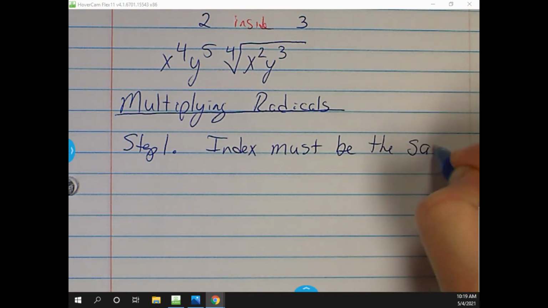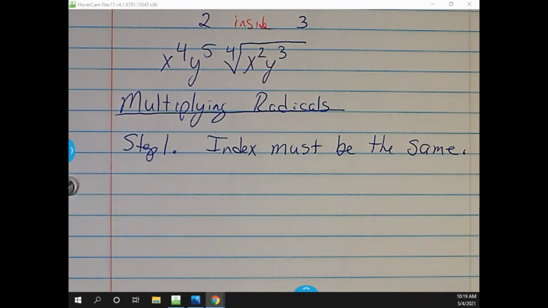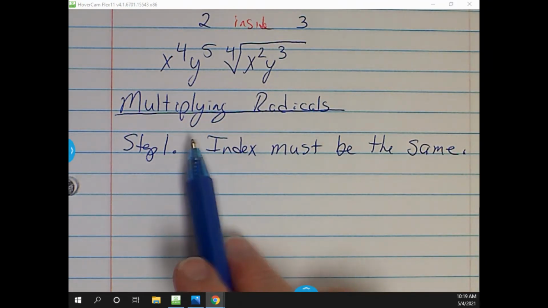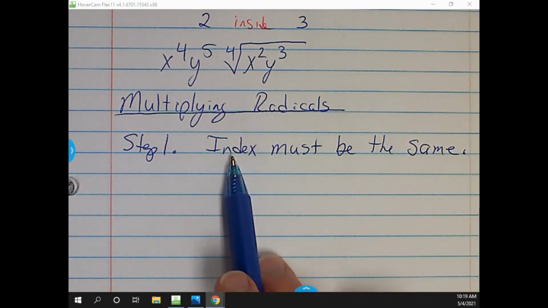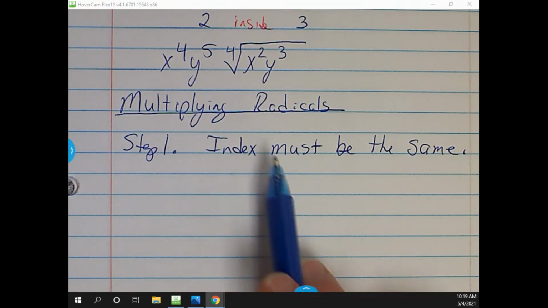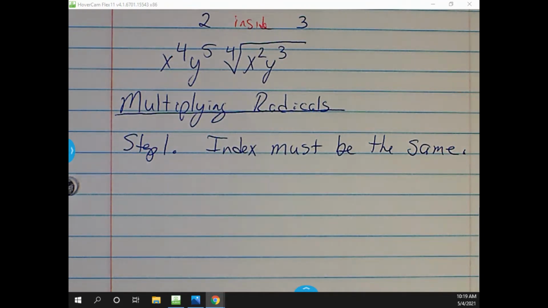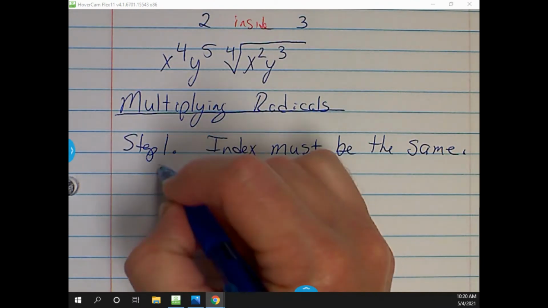So you don't have to worry about this one because they won't give you a problem where you're going to multiply two radicals where one of them the index is square root of 3 and the other one is square root of 4. Because if they do that, then you can't do anything. You're done. Problem's over, and you didn't do anything at all. Okay, so you don't have to worry about that one. Step 1, that will be pretty much a given, but that's something that you're supposed to check is that the index must be the same.